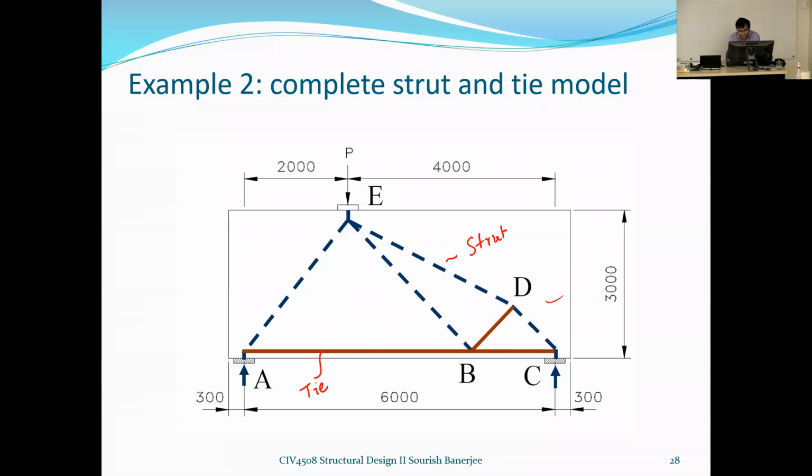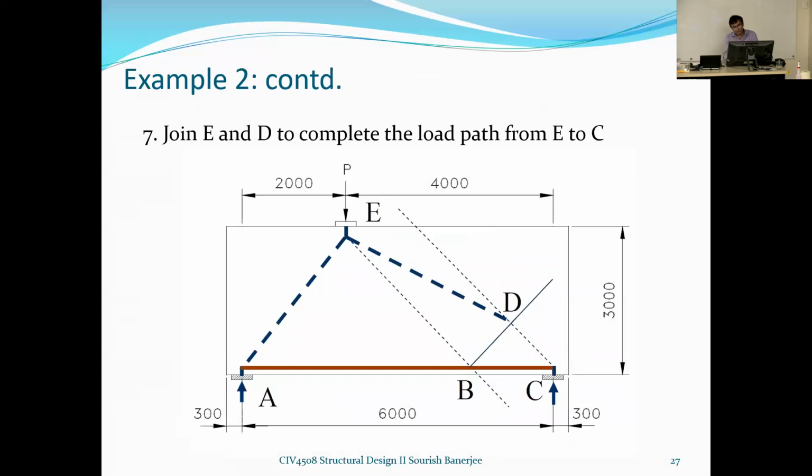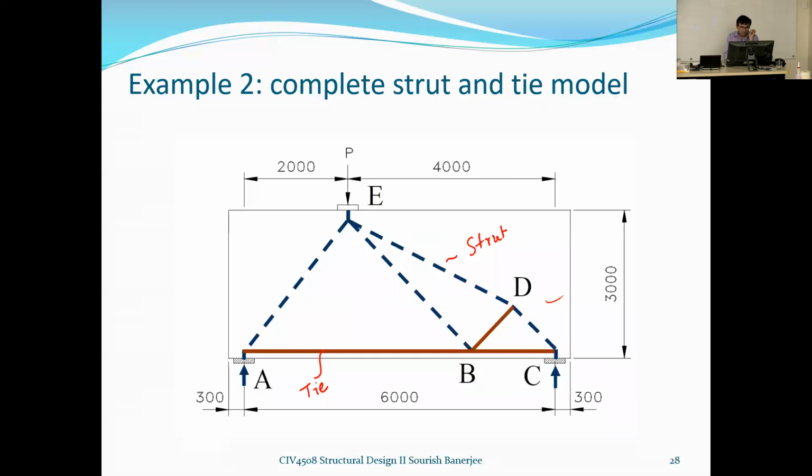So you can see this interesting approach. Following the guidelines, we have come up with a load path, and from that load path, this is your Strut and tie model. So this is your load path, right? And then we have come up with this Strut and tie model. Or basically, one could think of the load path as the Strut and tie model.